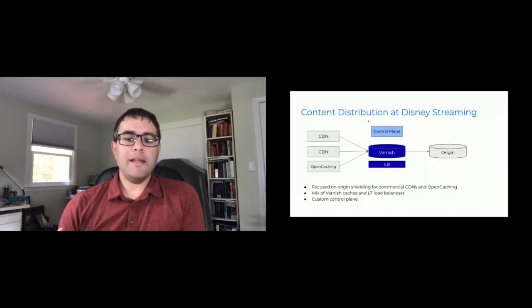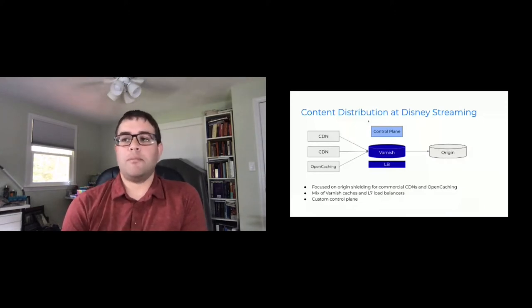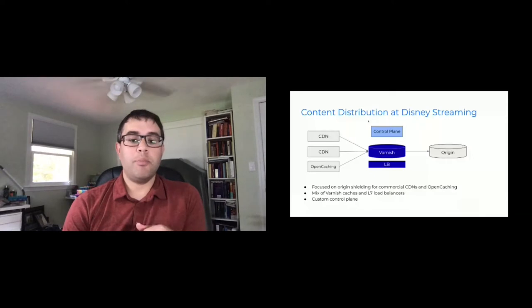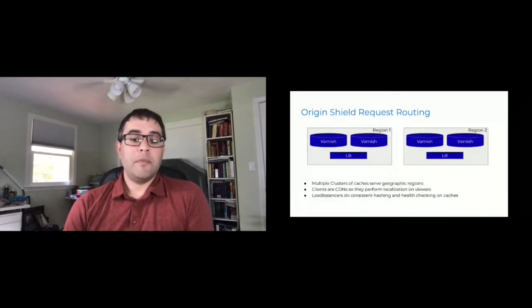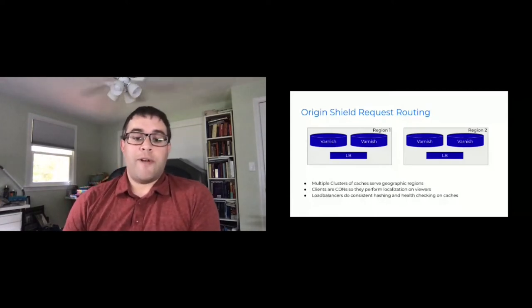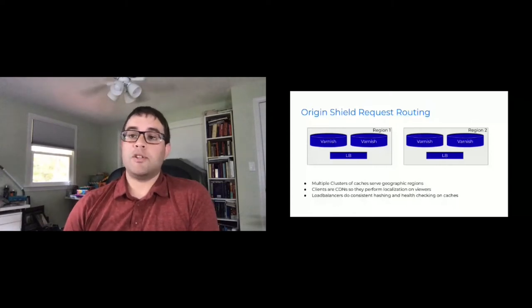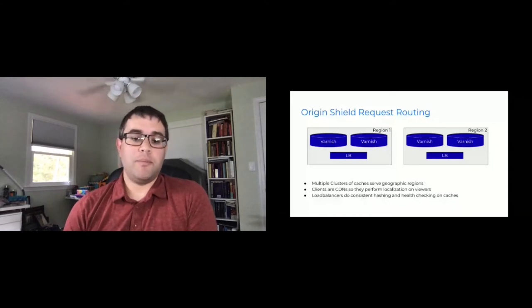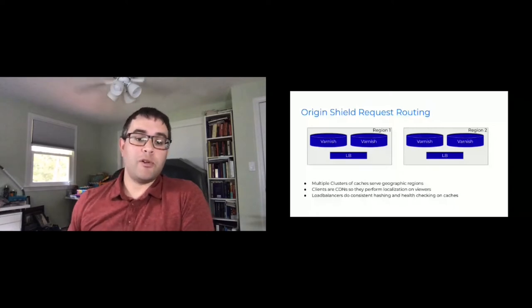Now, the clients of these systems are commercial CDNs. So it's the CDN's job here to localize clients, figure out where the clients are geographically or in the network, and then choose the best edge node, but also the best origin shield cluster to use for a particular request. So for example, a viewer in Paris would trigger a fetch from a European origin shield cluster, while a viewer in the US would fetch from a North American origin shield region. And we do have multiple regions within each continent for better locality.